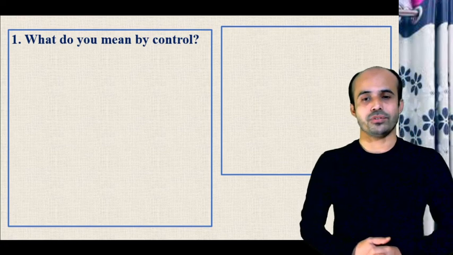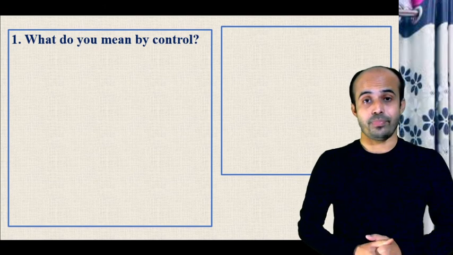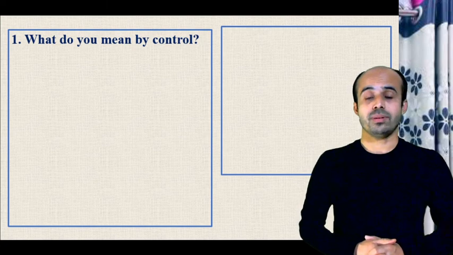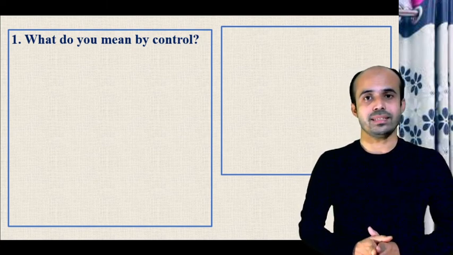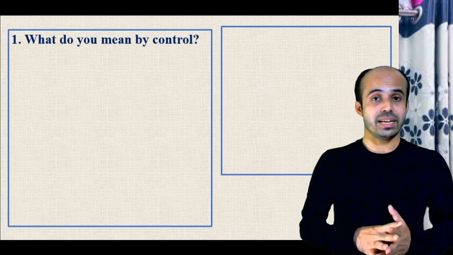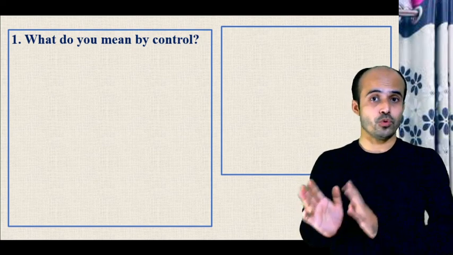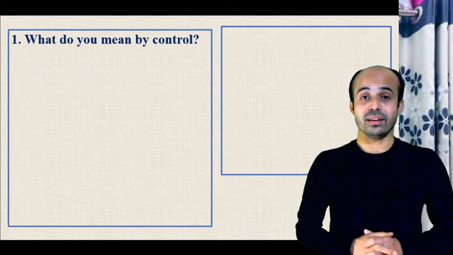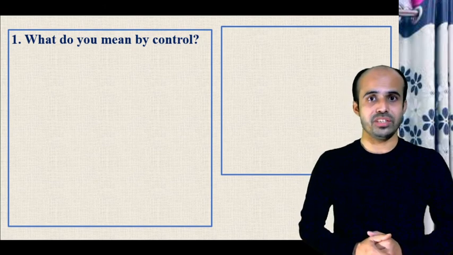What do you mean by controlling? This is the seventh function of management. Management controlling is setting standard, measuring actual performance, comparing actual performance with the standard, and if we find any fault, we have to take corrective measures.